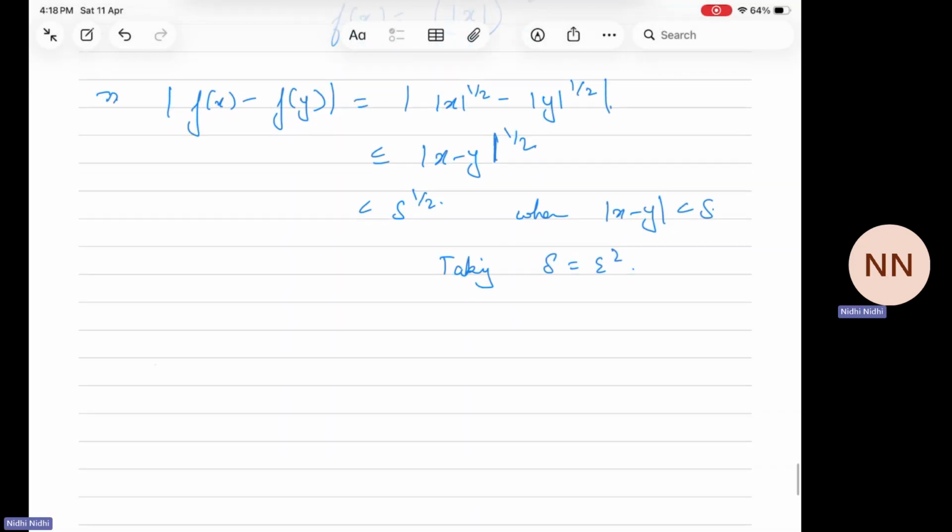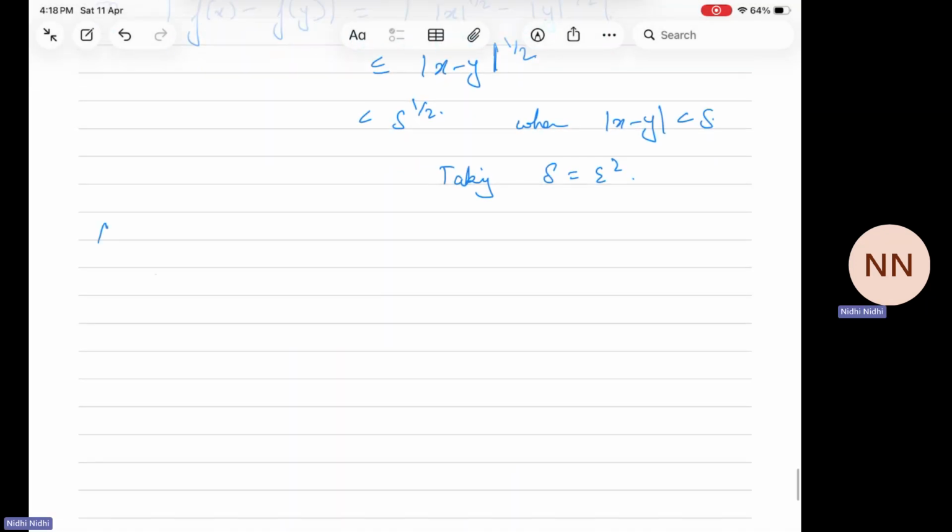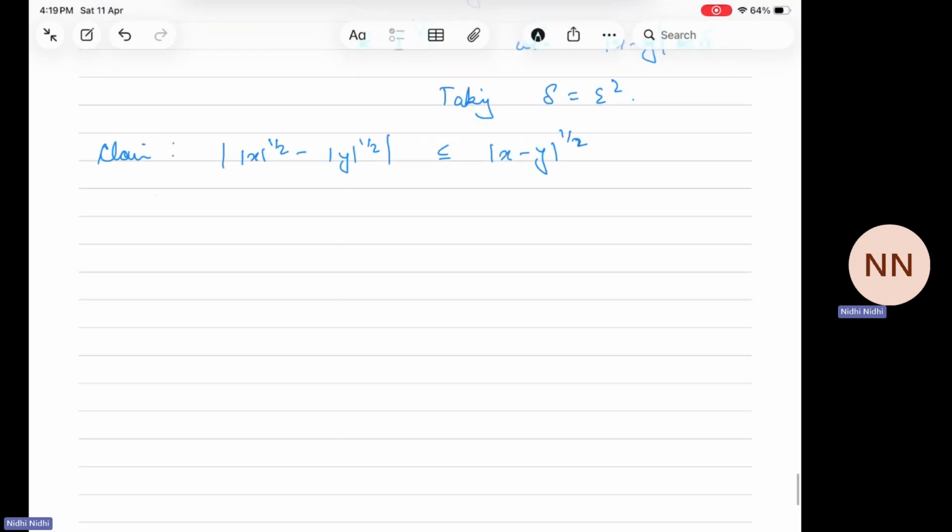So all we need to show is that this mod is less than or equal to mod x minus y to the power 1 by 2. So without loss of generality, let's assume, of course, either one of mod x or mod y will be bigger.